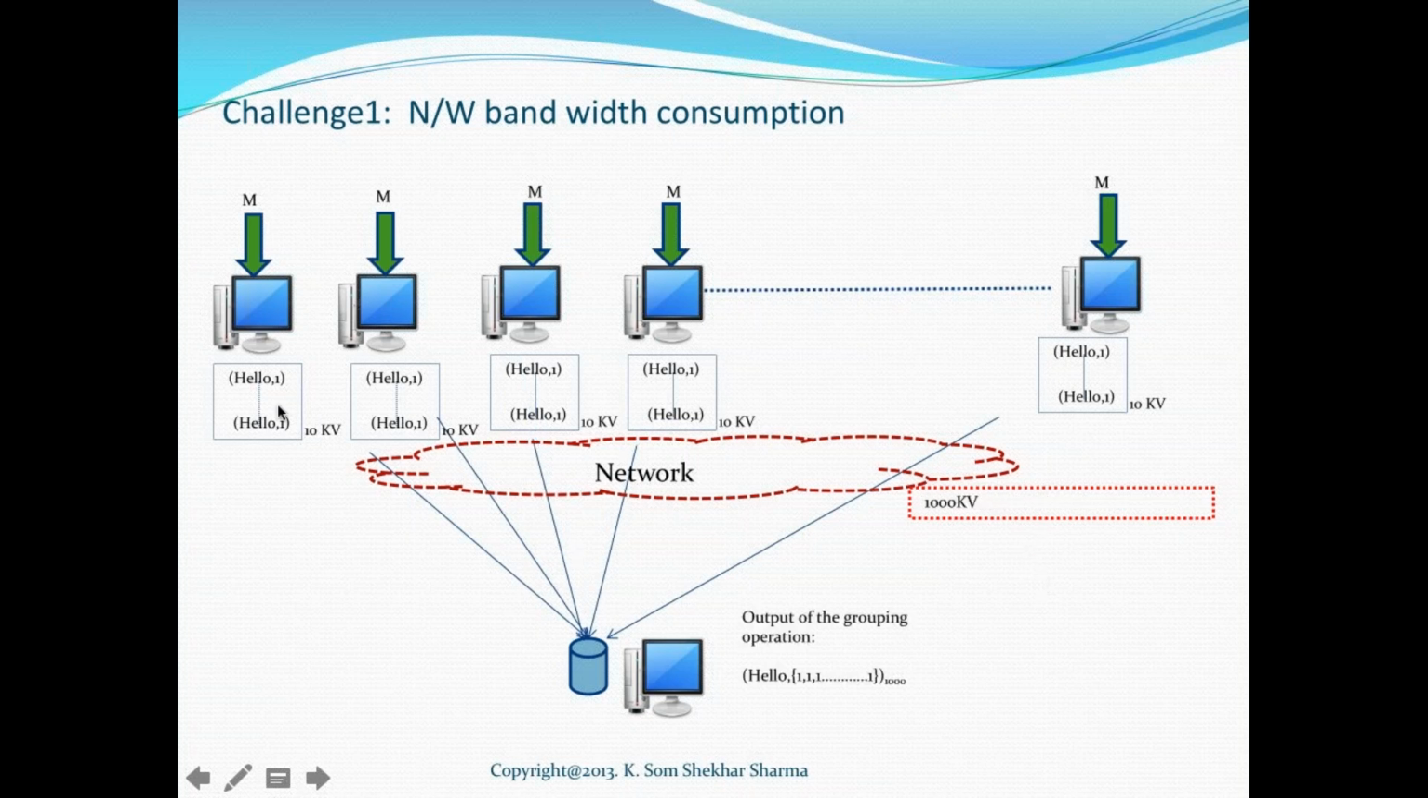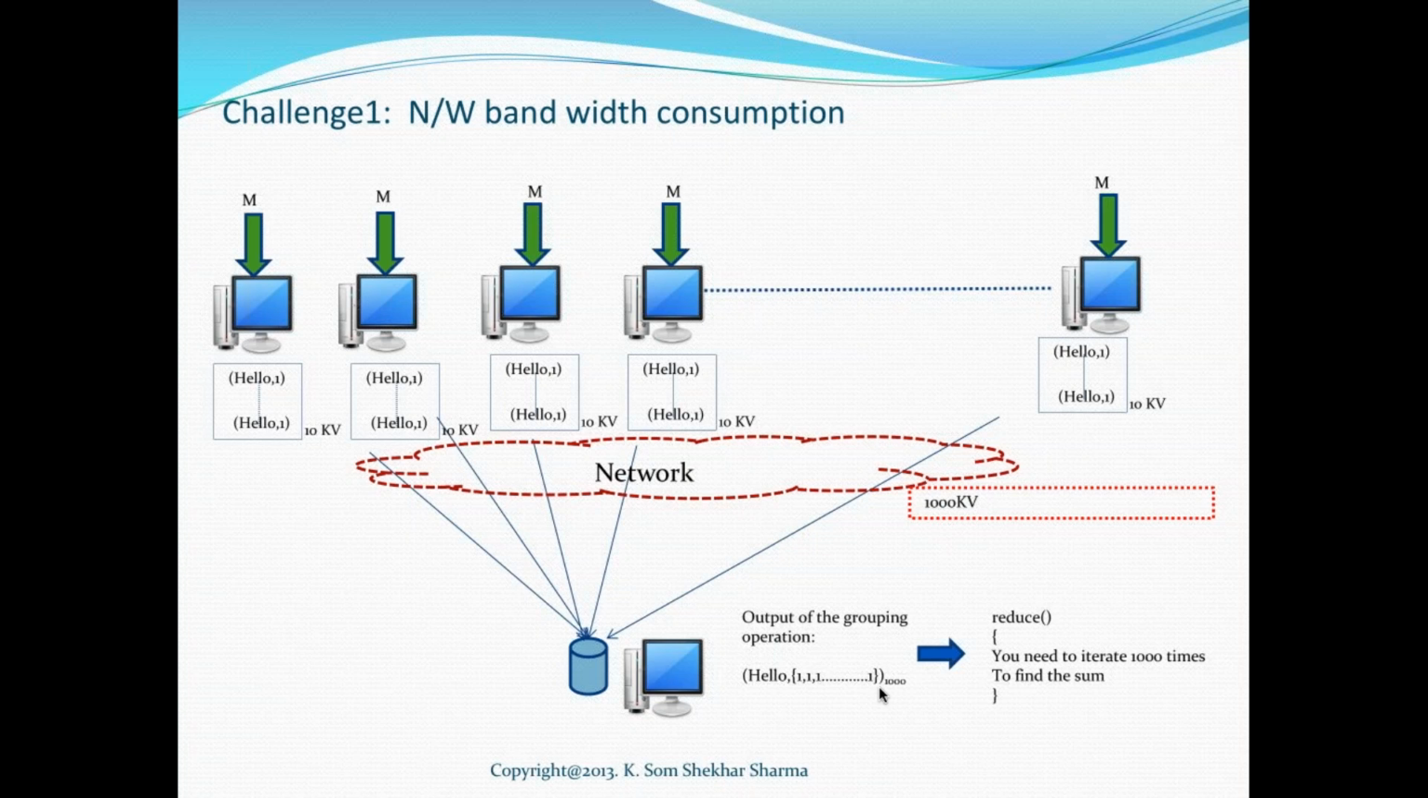Then you have a grouping operation. You know that when it comes to the reducer, you have a grouping operation. So all the keys are the same, and you will have a key and 1000 values. In the reduce method, I hope you have done the word count problem. There you wrote a for loop, and to do the summation the for loop has to iterate 1000 times. So this is the current situation.